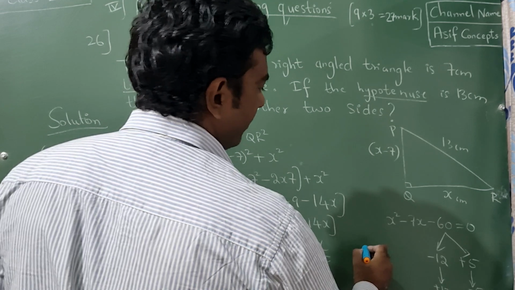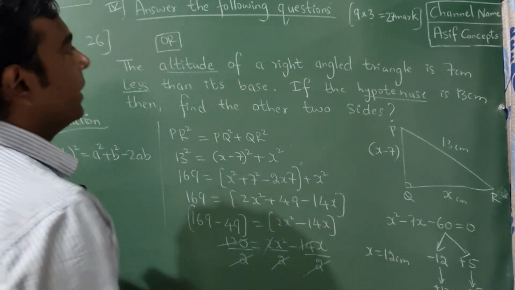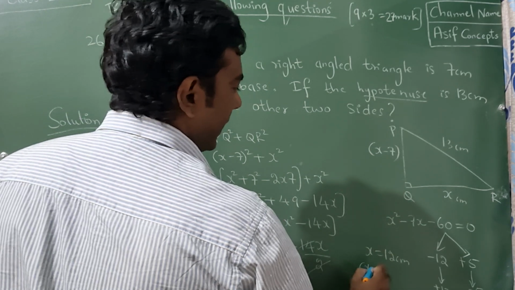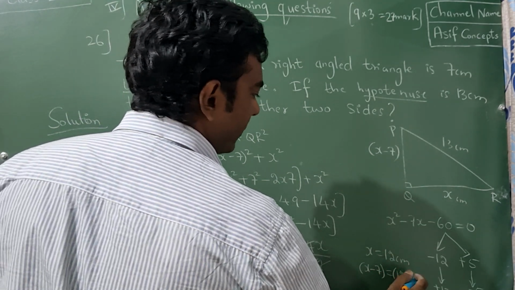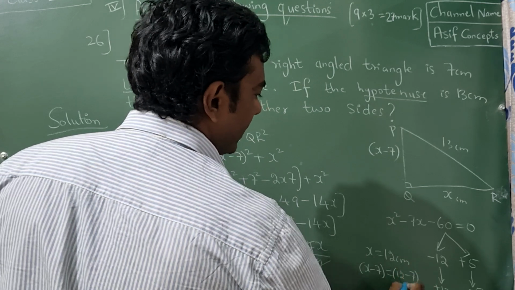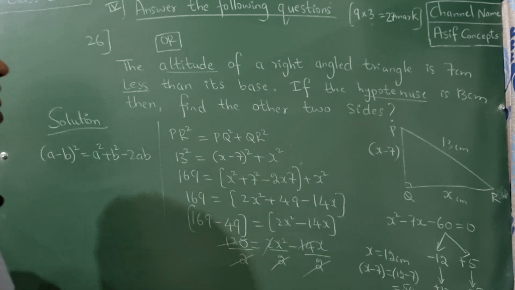So the x value is 12 centimeter. That is nothing but the base. Now the altitude: it is x minus 7. 12 minus 7 is 5 centimeter. So the altitude is 5 centimeter and the base is 12 centimeter.